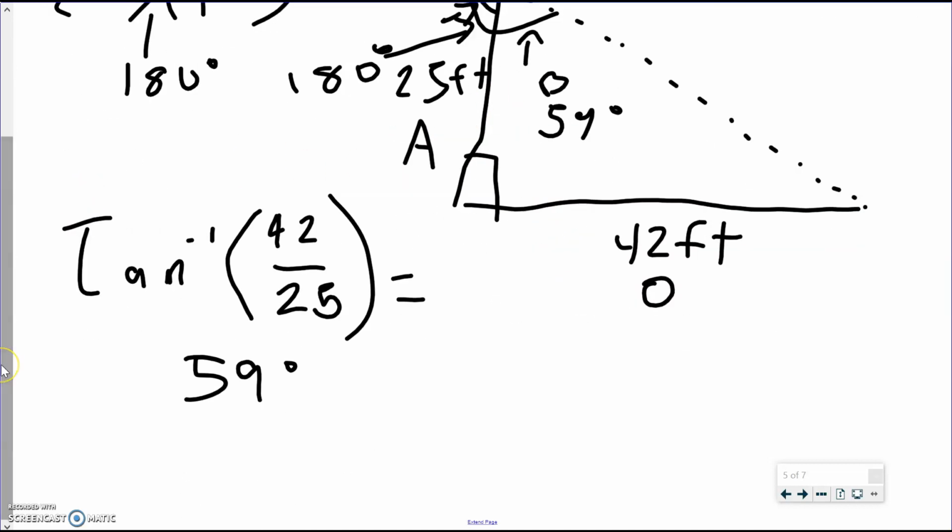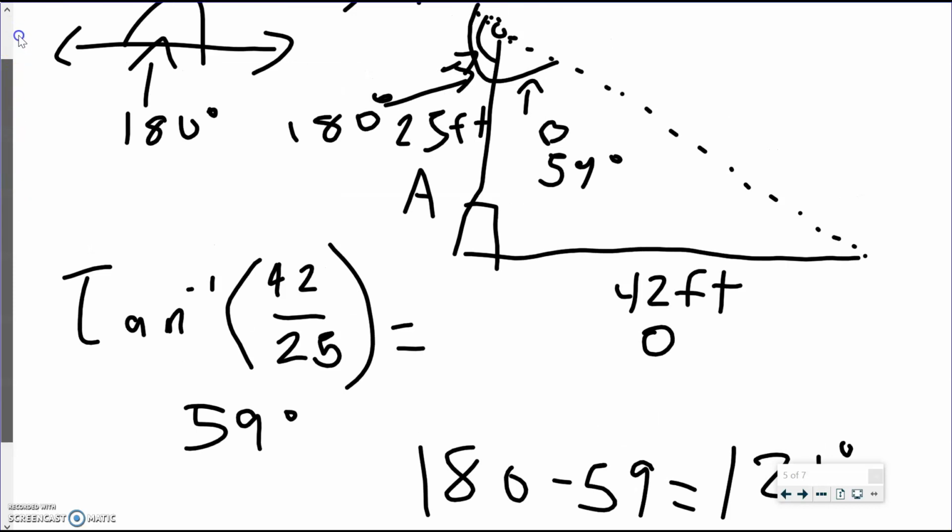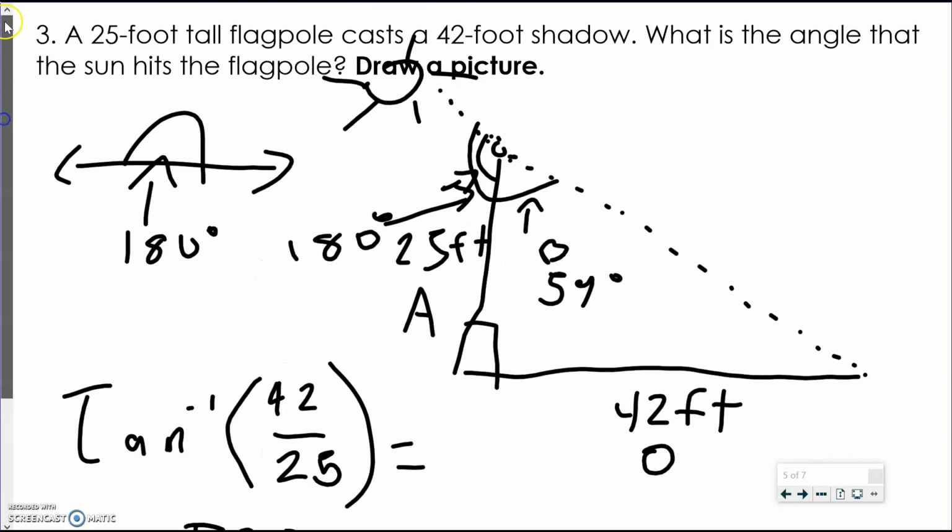So I'm going to go ahead and do that. I'm going to take 180 minus 59. Solve that out. That gives you 121 degrees. So again, this angle right here, the sun hits the flagpole at 121 degrees.